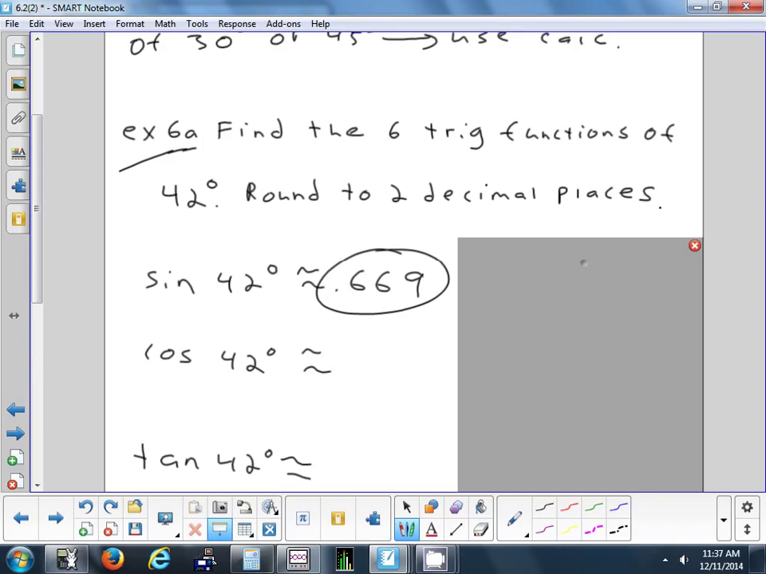They didn't say where to round. Oh, they did. Said 2. Sorry, 2 decimals. So 0.67.